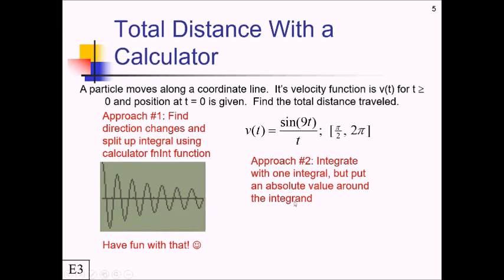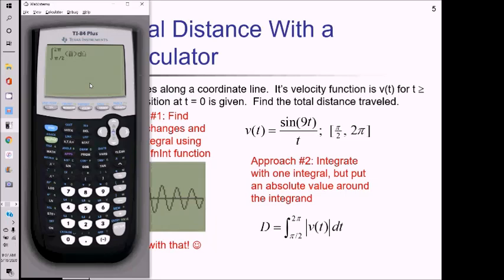Now, we don't really know what to do with that if we were to try to do it by hand, but your calculator has no issue with this. So in this case, we would have the integral from pi over 2 to 2 pi of the absolute value of v of t dt. And let's go ahead and put this in the calculator.